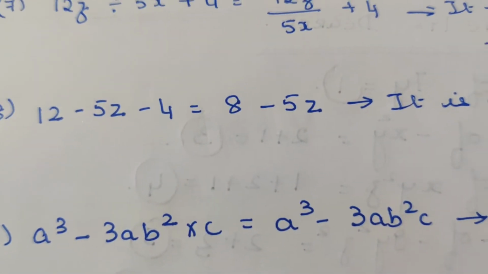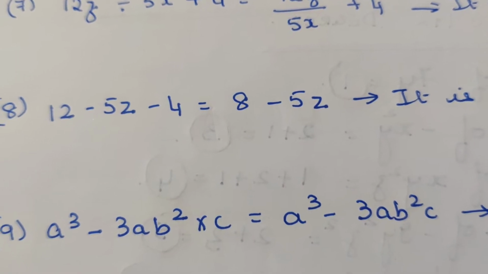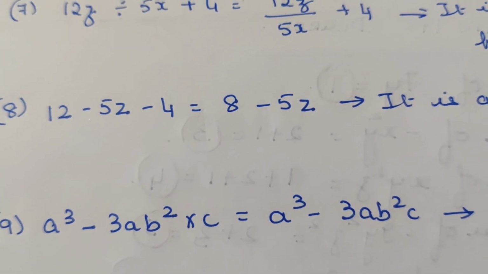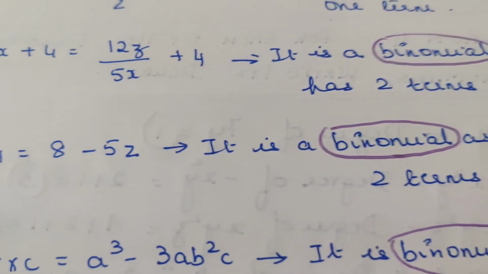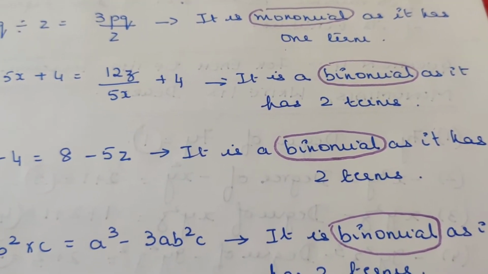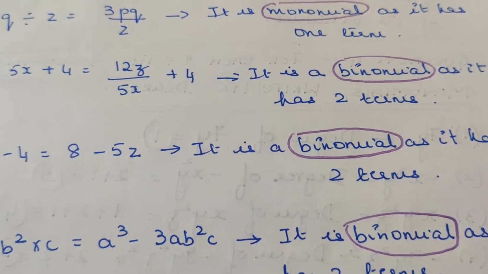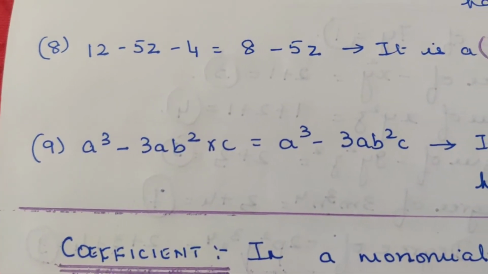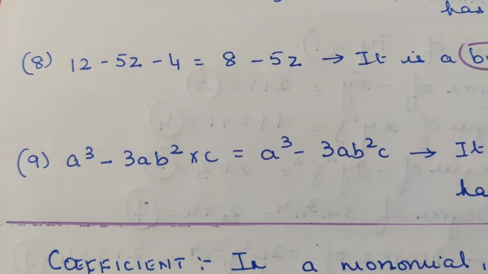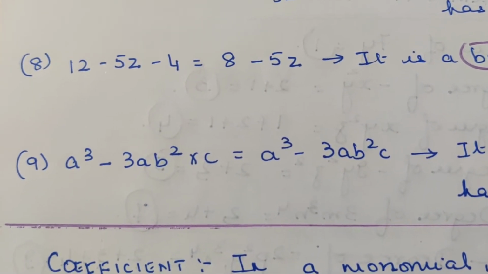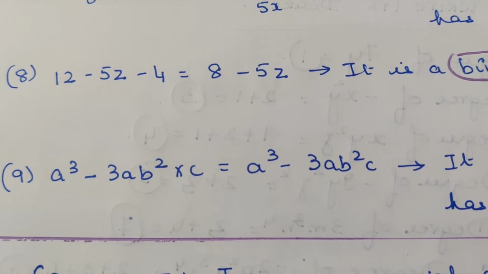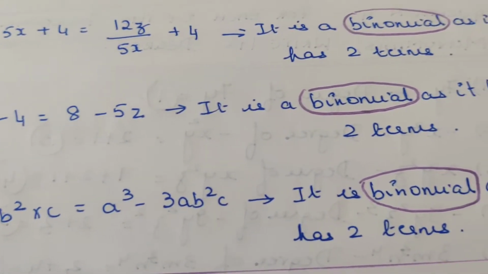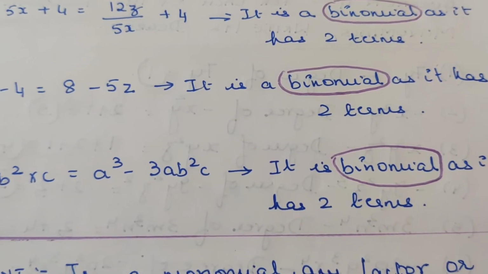Next one, 12 minus 5z minus 4. 12 minus 4 is 8. So the expression becomes 8 minus 5z. You have 2 terms here. Therefore it is a binomial. Next one, a cube minus 3ab square into c. That becomes a cube minus 3ab square c. Here it has 2 terms, so it is a binomial expression.